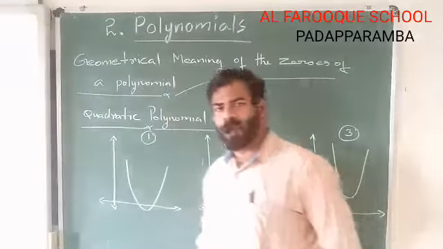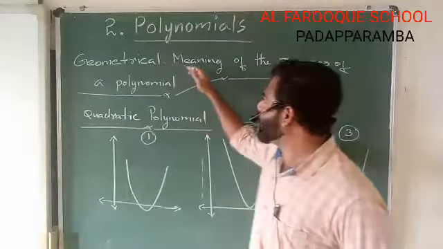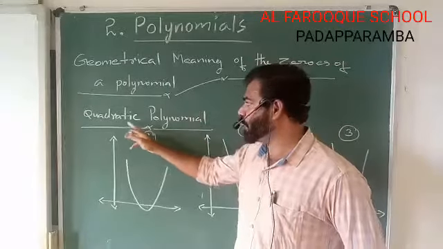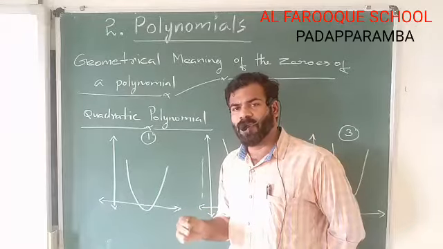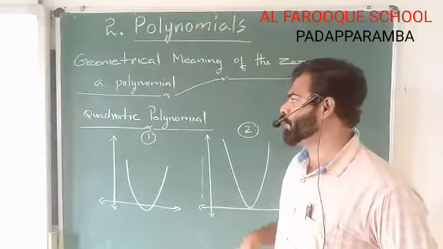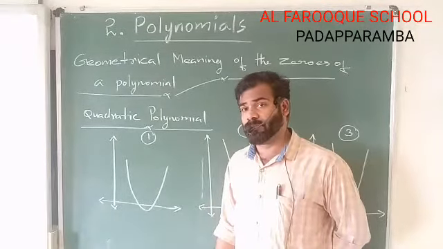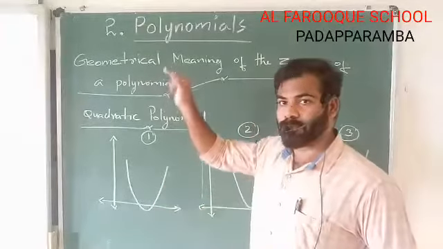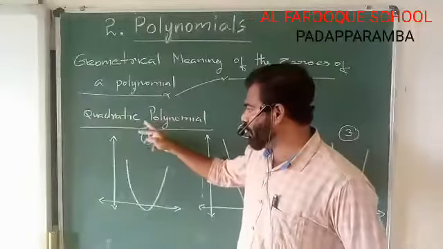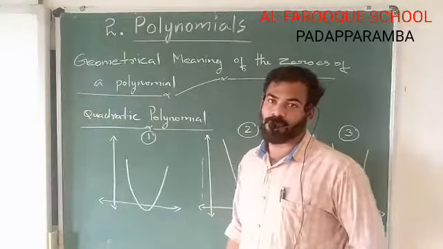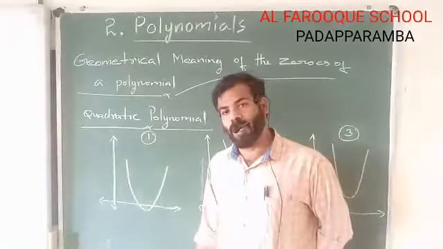Now look at the board. Here we are going to consider the geometrical meaning of the zeros of a polynomial of quadratic type. First of all, what is the shape of the graph of a quadratic polynomial? That is not a line. That should be a curve like this. That is the shape of the graph of a quadratic polynomial, and that curve is known as a parabola.